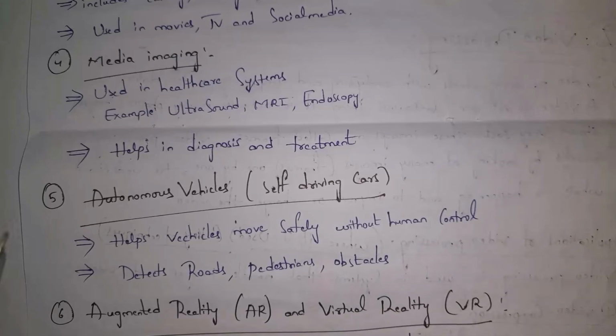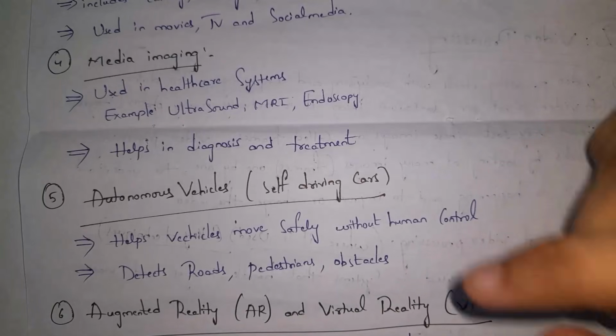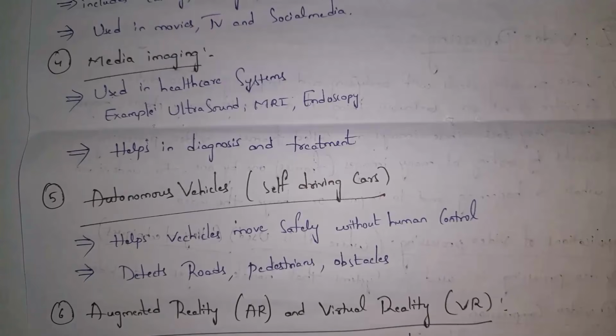And fifth one is autonomous vehicles like self-driving cars. Some vehicles can work automatically without human involvement. In such vehicles, we need video processing so that they will move safely without human control. They can identify roads, pedestrians, obstacles, etc.